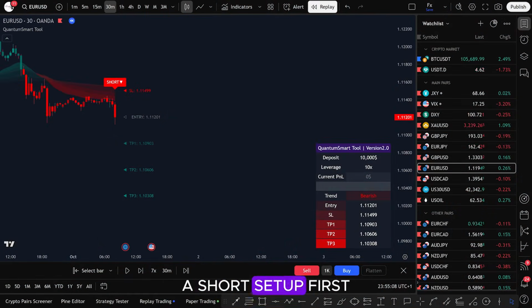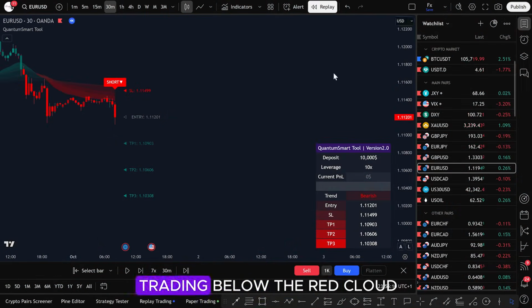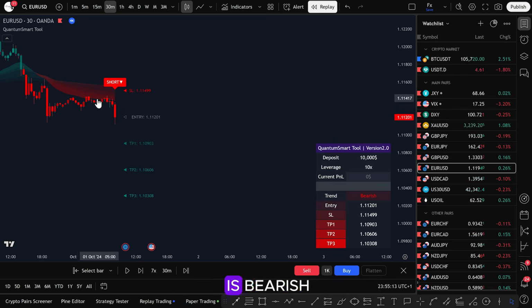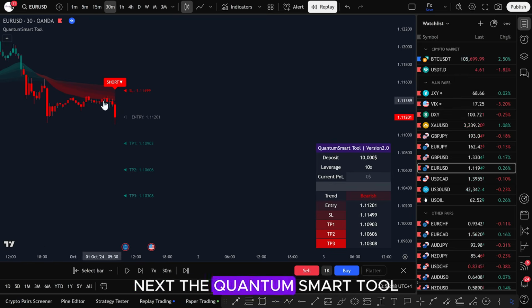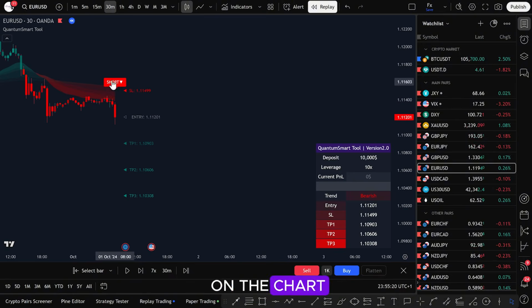Next, a short setup. First, you see red candles trading below the red cloud. That means the market is bearish. Next, the Quantum Smart tool shows a short signal on the chart.